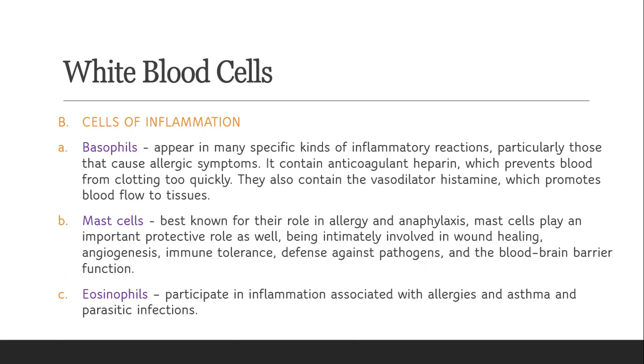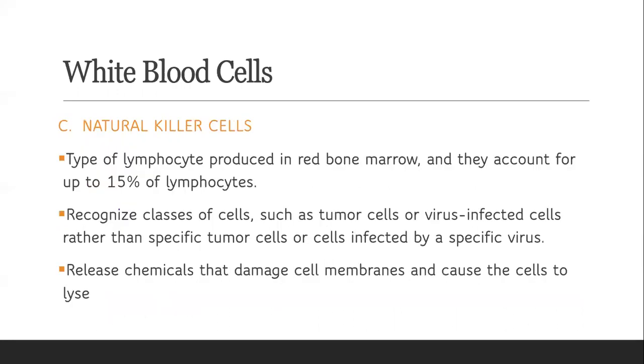Then we also have the mast cells, which is best known for their role in allergy and anaphylaxis. So mast cells play an important protective role as well, being intimately involved in wound healing, angiogenesis, immune tolerance, defense against pathogens, and the blood-brain barrier function. Then we also have the eosinophils that participate in inflammation associated with allergies and parasitic infection as well as asthma.